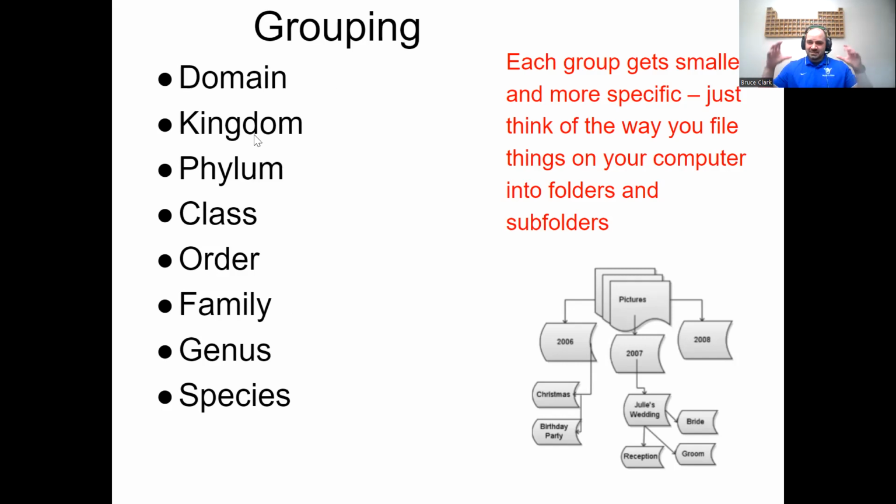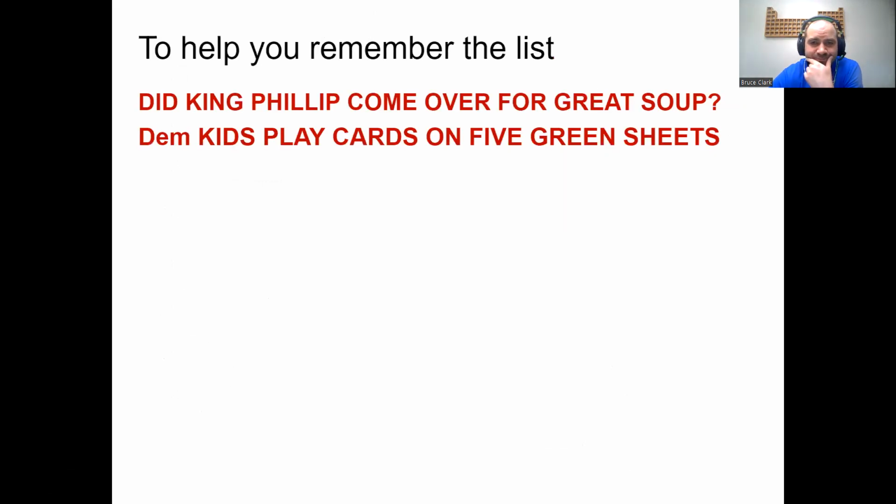So domain, that is the largest category. There are only 3 domains out there. Then kingdom, phylum, class, order, family, genus, species, all the way down to the end. And like we talked about yesterday, the scientific name of whatever we're looking at is going to be the genus and species category. So those 2 things put together.